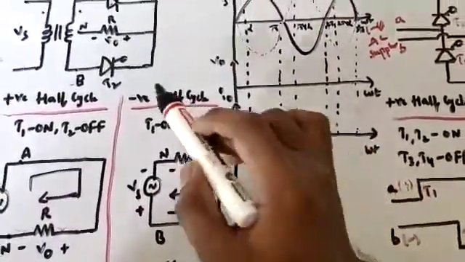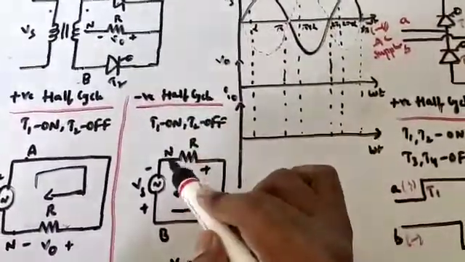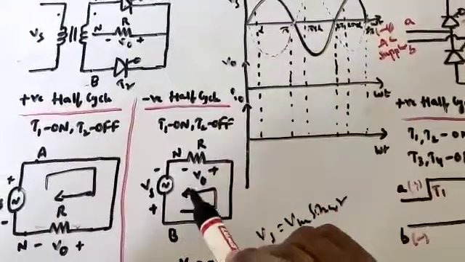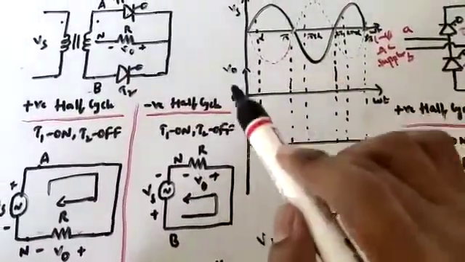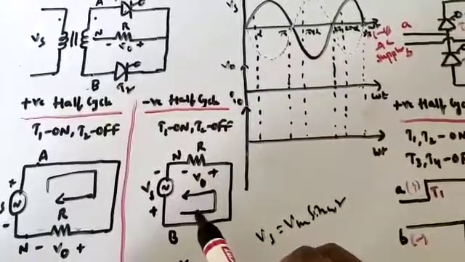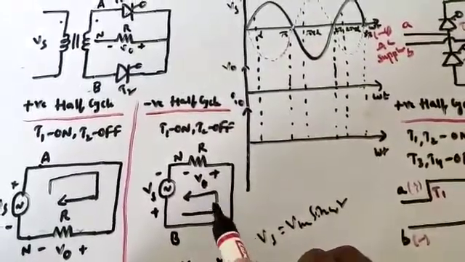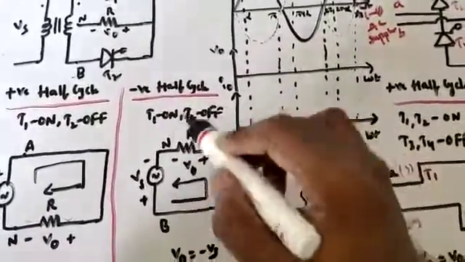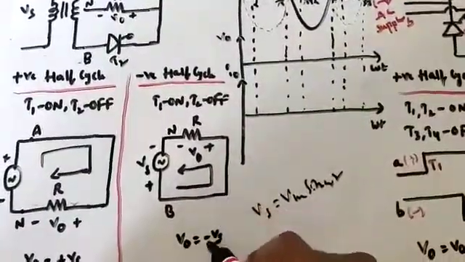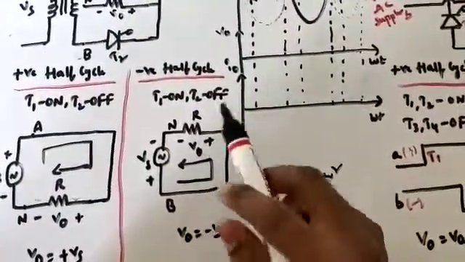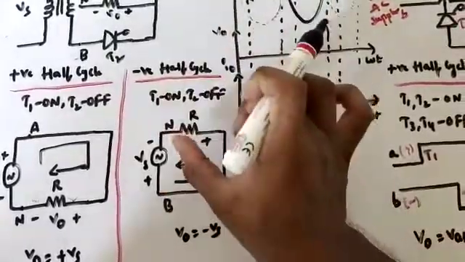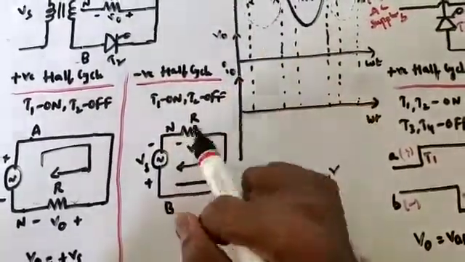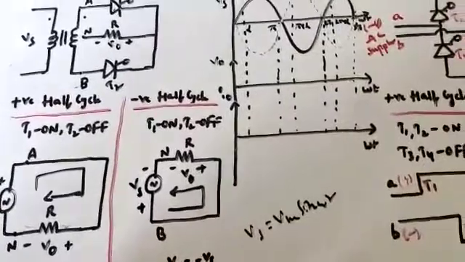Similarly, in the negative half cycle, as the polarities are interchanged, negative is connected to the cathode terminal of T1, so it will be turned off, and positive is connected to the anode terminal of thyristor T2, so it will be turned on. If I apply KVL over here, V naught equals negative Vs. Whatever the supply voltage is, that will appear across this particular load.